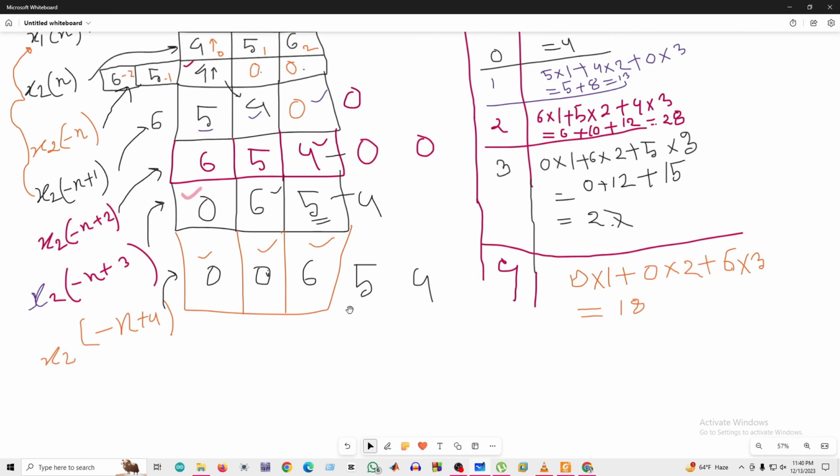Okay. So the linear convolution is not finished. So again you need to delete the sample. So this is your last. Right. x2 of minus n plus 5. Basically you do the shifting, the 5 sample delay now.